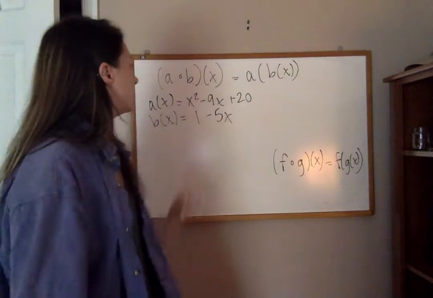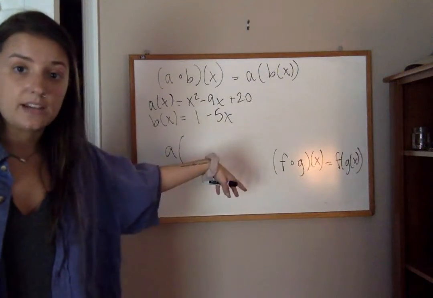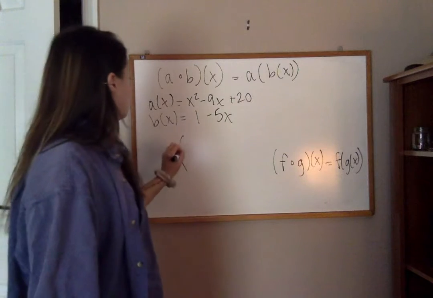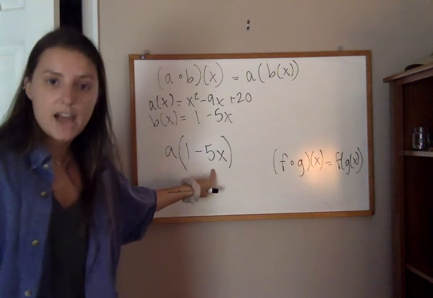So I'm going to take this. So I have a of whatever b of x is. I can plug that in. I can substitute that in. It says b of x is 1 minus 5x. Okay, so I'm going to do this. So now I have a of 1 minus 5x.